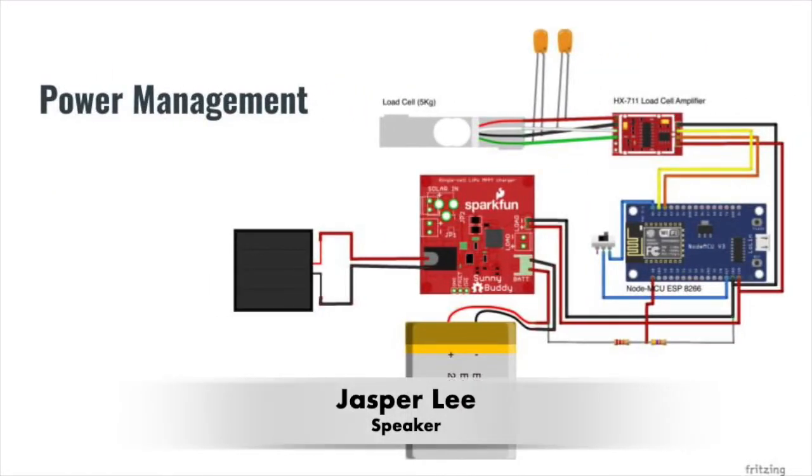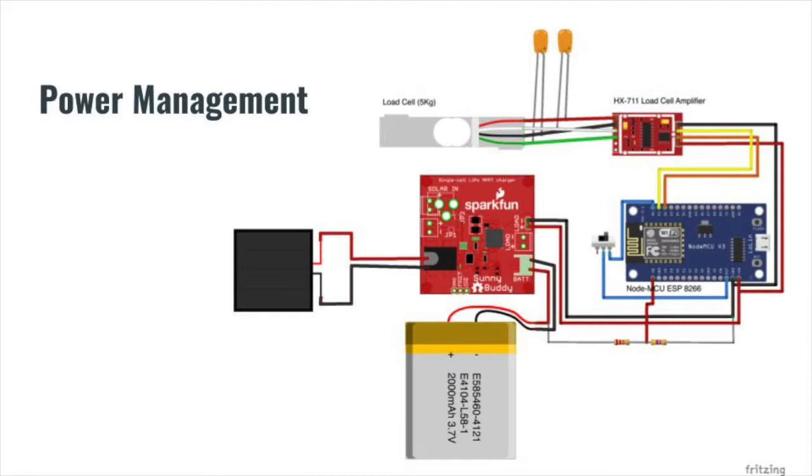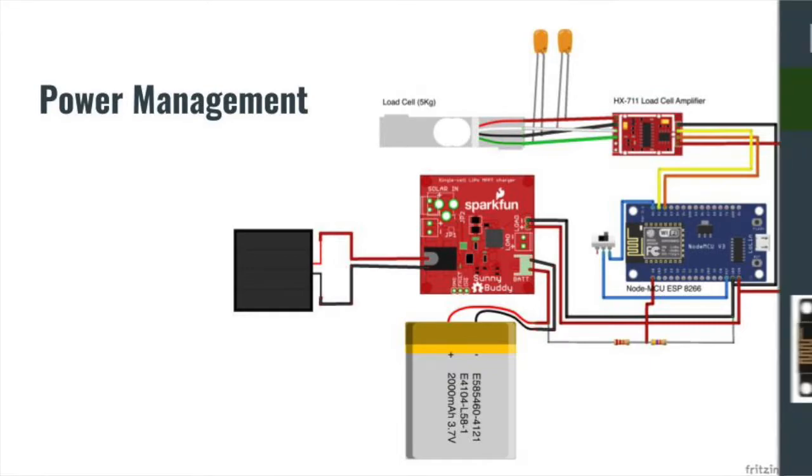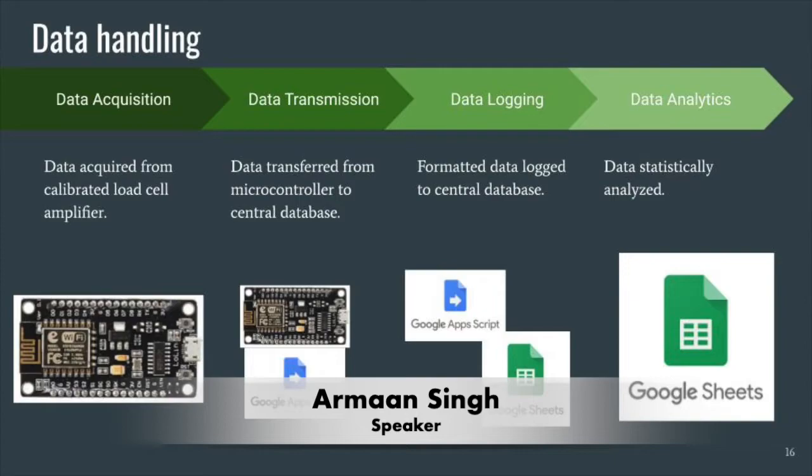To ensure a lengthy runtime, FlowMo will source power from both battery and solar power. The device will be powered by a 2500 mAh LiPo battery and recharged by a 3.5 watt solar panel. The power supply system will be regulated by a solar charger called Sunny Buddy to ensure smooth charge and discharge cycles. There are 4 steps related to handling the data in our system.